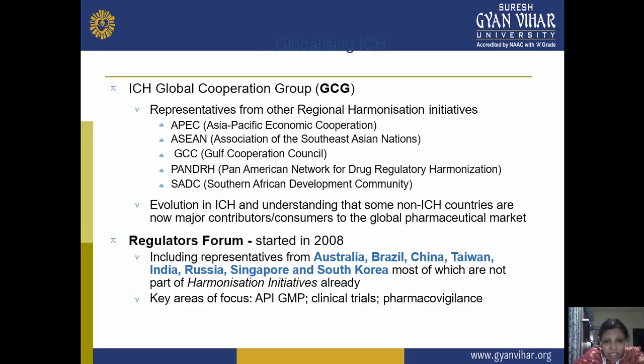ASEAN we have already discussed a lot; it is the Association of Southeast Asian Nations. GCC is the Gulf Cooperation Council. PANDRA is the Pan American Network for Drug Regulatory Harmonization. SADC is the Southern African Development Community. The evolution in ICH came with the understanding that some non-ICH countries are now major contributors and consumers in the global pharmaceutical market. So globalization of ICH is needed.